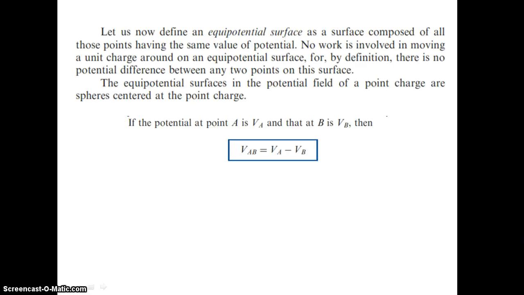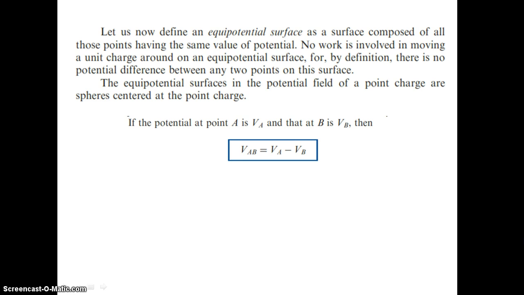Now we consider what is meant by an equipotential surface. An equipotential surface is a surface composed of all points having the same value of potential. Since all the potential values are the same, no work is involved in moving a unit charge. That means the potential difference between any two points on an equipotential surface is 0.